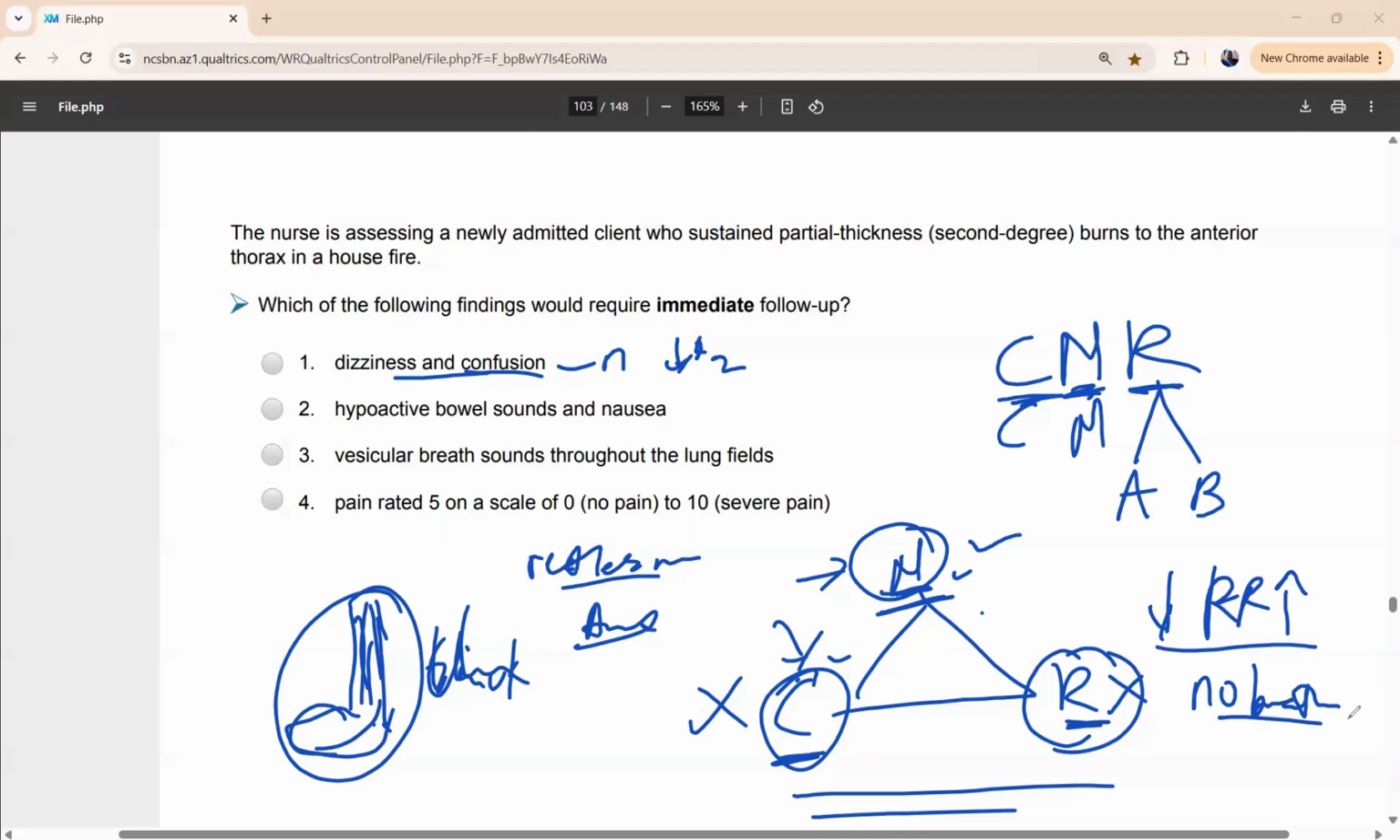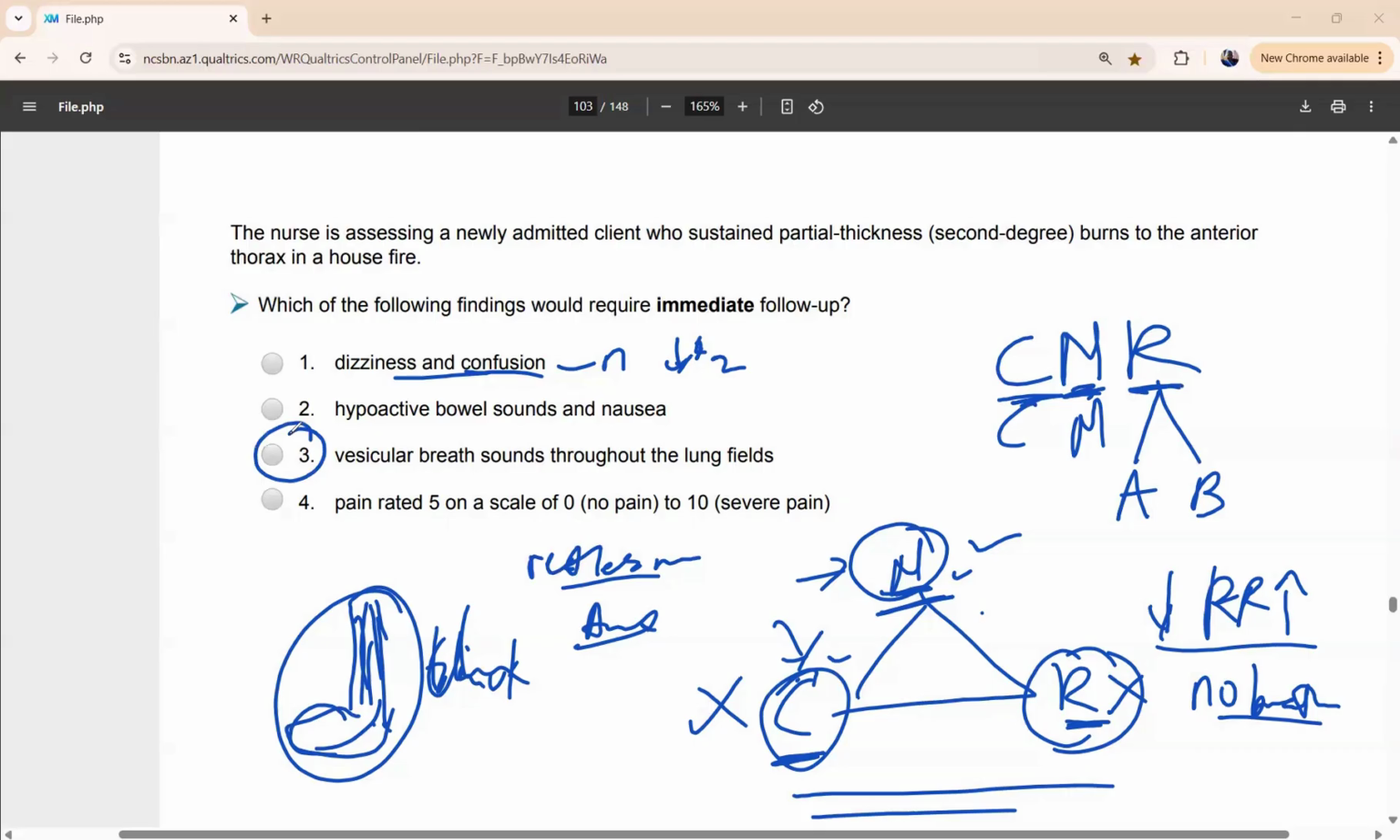Look at number three, right? Vesicular breath sound throughout the lung fields. That is not a bad thing, right? It's normal. It's a soft sound that is heard throughout the lung fields. It is a good thing, right? So number three is out. This is a normal finding, right?